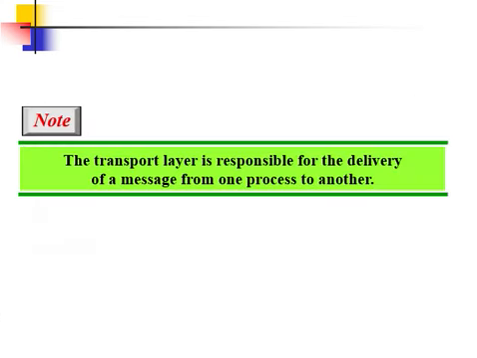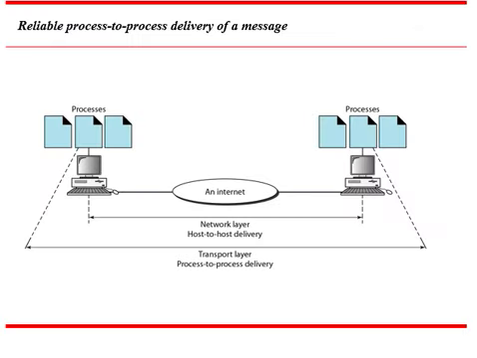The transport layer is responsible for the delivery of a message from one process to another process. Here is also an example of the reliable process-to-process delivery of a message. Here you can see the different segments. Process-to-process delivery can be ensured by the transport layer, while in the next slide we will discuss the network layer, which ensures host-to-host delivery of information.